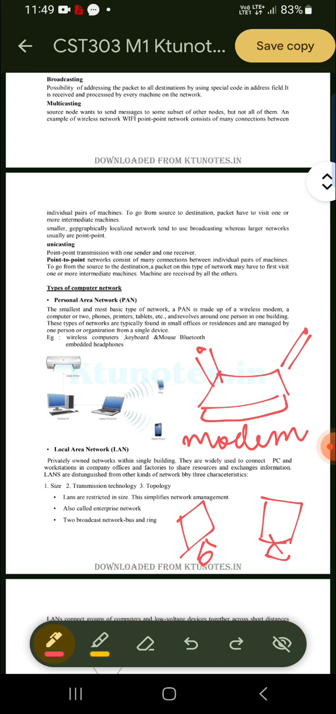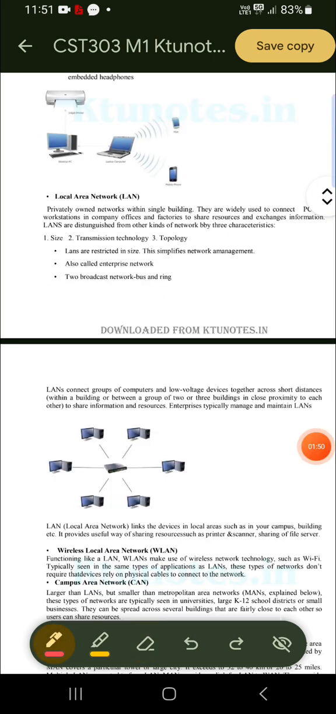And we're moving into the next heading, which is LAN. The next heading is local area network, a privately owned network within a single building. That means that it ranges from 200 meters to 2,000 meters.